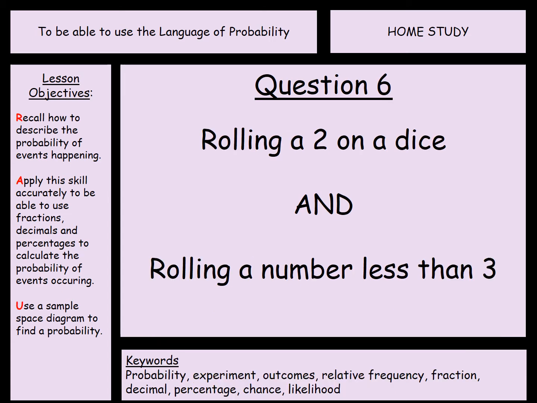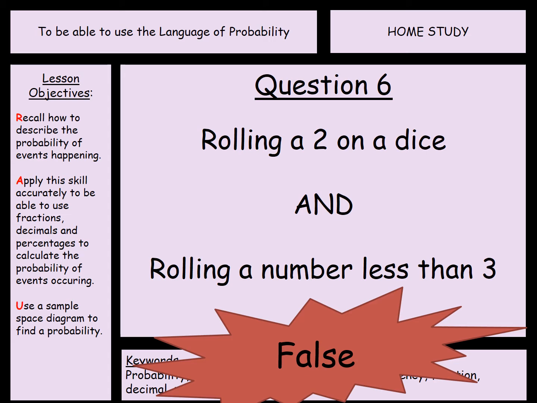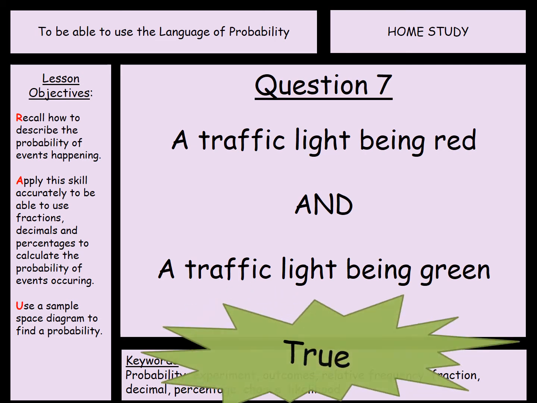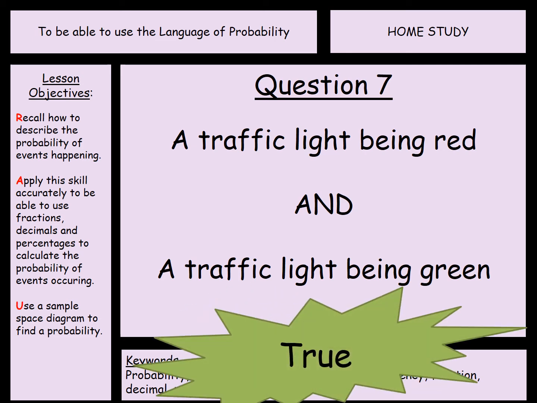Rolling a 2 on a die and rolling a number that is less than 3 is false, because a 2 is also less than 3. They can happen at the same time. And final one, traffic light being on red and also being on green is mutually exclusive. They cannot happen at the same time.